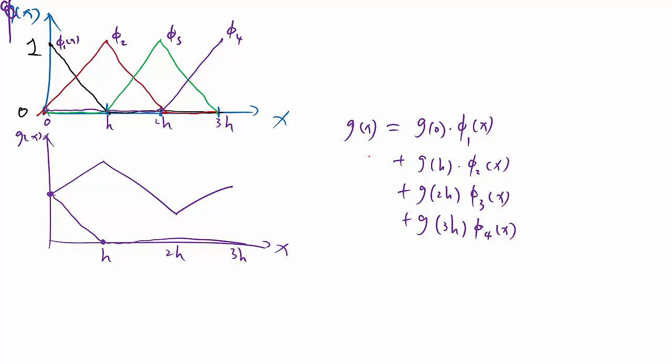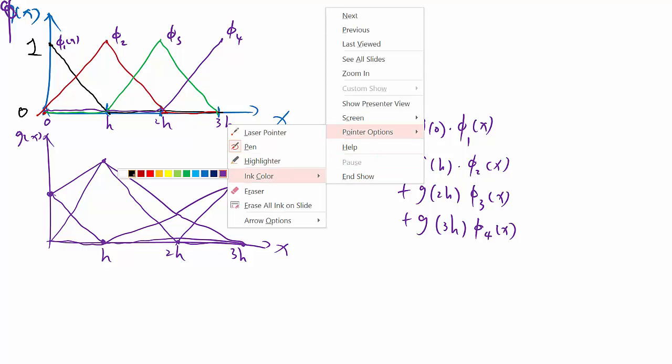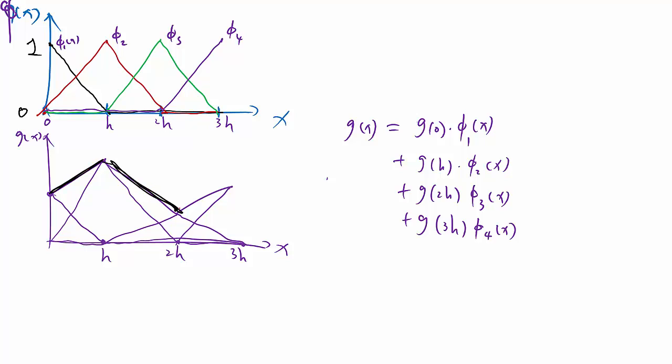What is the second component? What is g_h times phi2 of x? I would get a function that has the same shape as phi2 of x, but has a different height. Instead of a height of 1, I would get a height of g_h. So this is g_h. A height of g_h would get me a function like that. Right? What is the third component? I'm going to get a function that looks like that. And the fourth component, I'm going to get a function that looks like that. If you add all of them together, we are going to get the original function. We are going to get this function. Right?